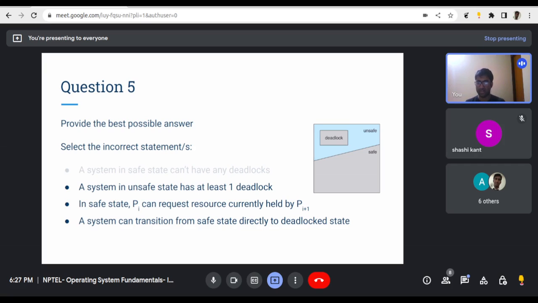And a system can transition from a safe state into an unsafe state, and only then can it go to a deadlock state. It cannot directly transition from a safe state to a deadlock state. That is why we have the boundary of unsafe states. Once a system goes into an unsafe state, the operating system becomes aware that it can go into a deadlock state, and it takes the necessary measures, okay, prevention, avoidance, and things like that.